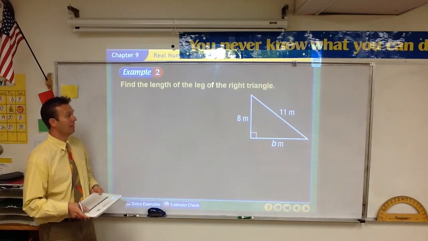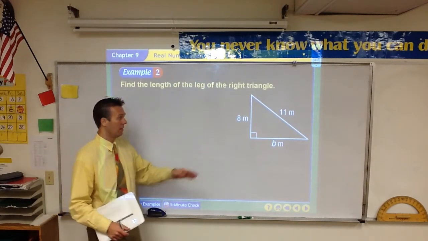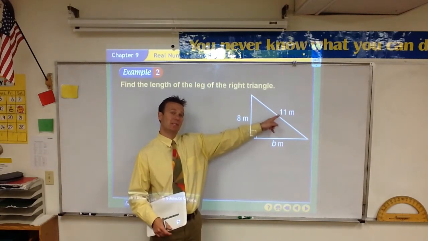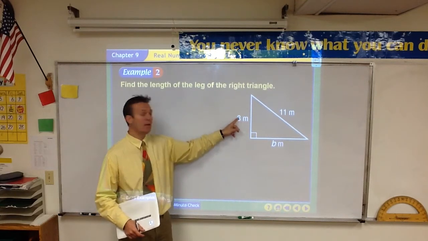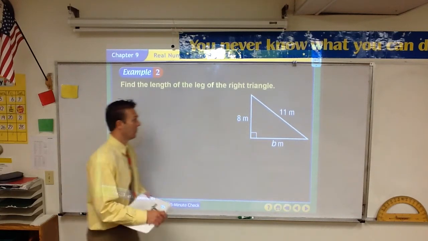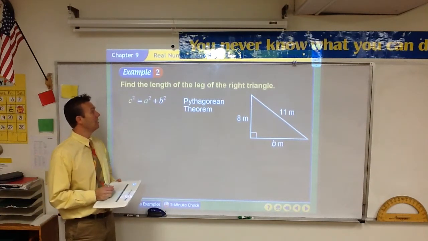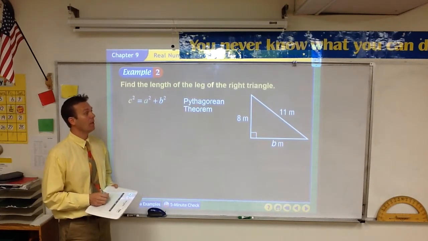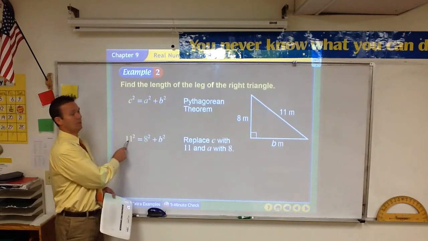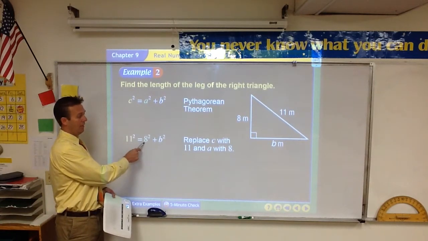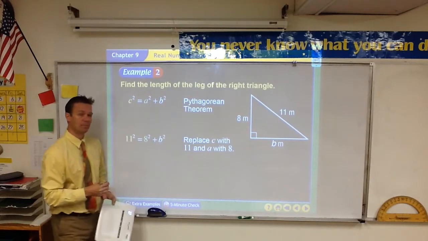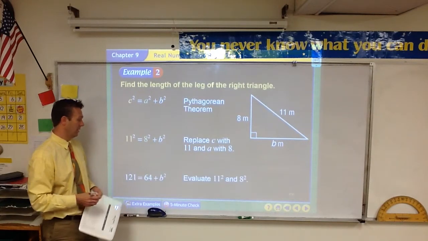Okay, example number 2. Now we have to find the length of the leg of the right triangle. Guess what we have now? We have the C, we have the A, but we don't have the B. So we're going to set up the equation again, using Pythagorean theorem. C squared equals a squared plus b squared. We're going to substitute what we know. We know the C is 11, and we know the A is 8. What we don't know is the B. This could get a little tricky now, so pay attention.